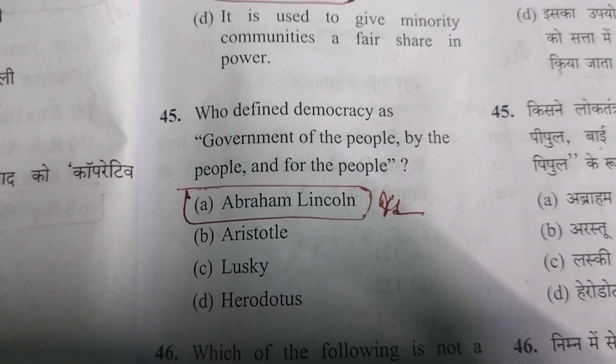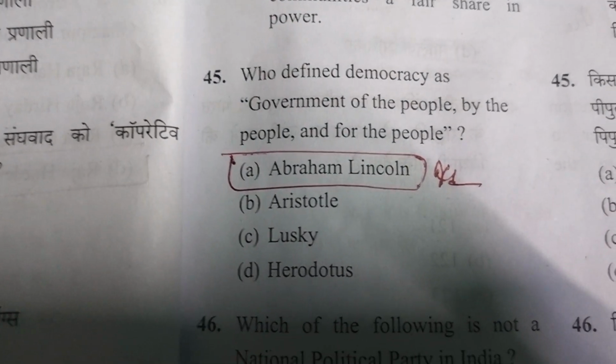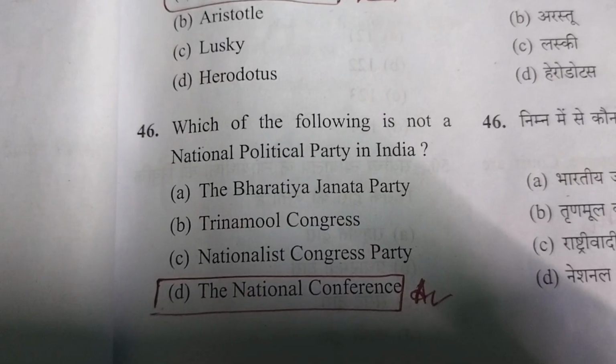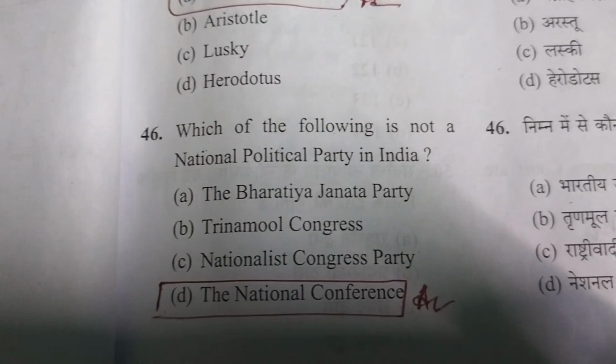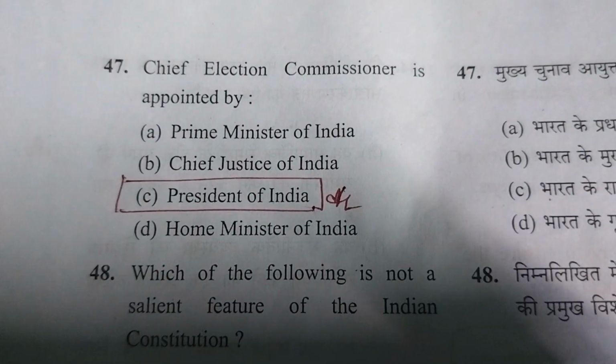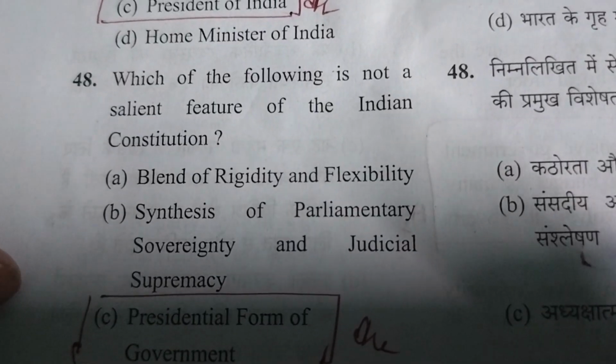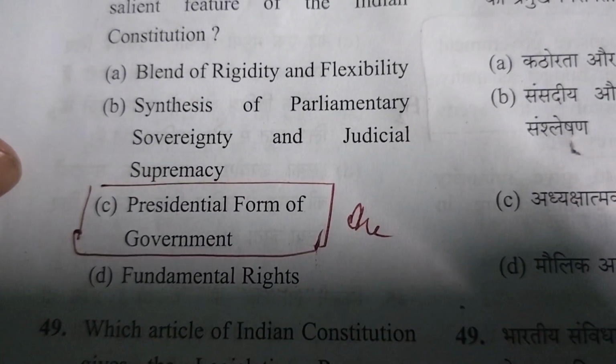45. Who defined democracy as government of the people, by the people, and for the people? A. Abraham Lincoln. 46. Which of the following is not a national political party in India? The National Conference. 47. Chief Election Commissioner is appointed by C. President of India. 48. Which of the following is not a salient feature of the Indian Constitution? C. Presidential form of government.